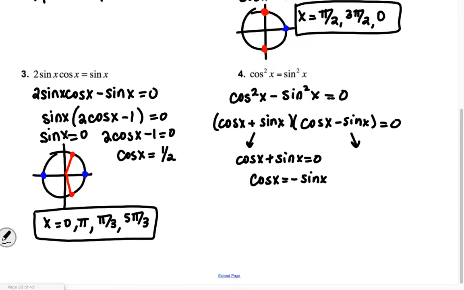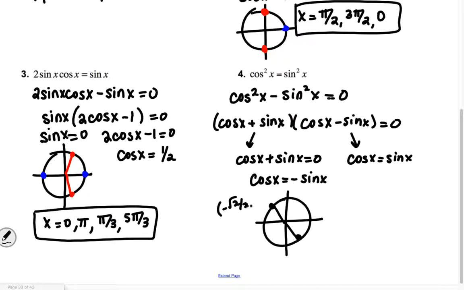So what do we get? We get cosine of x equals sine of x, yeah. So on our unit circle, we're saying when is our x value equal to the opposite of the y value, right? That would be here and here. Those are the ones where the point is negative root 2 over 2 comma root 2 over 2. Do you guys see how the x value, negative root 2 over 2, if I multiply by negative 1, I get the y value? That's what it's saying.